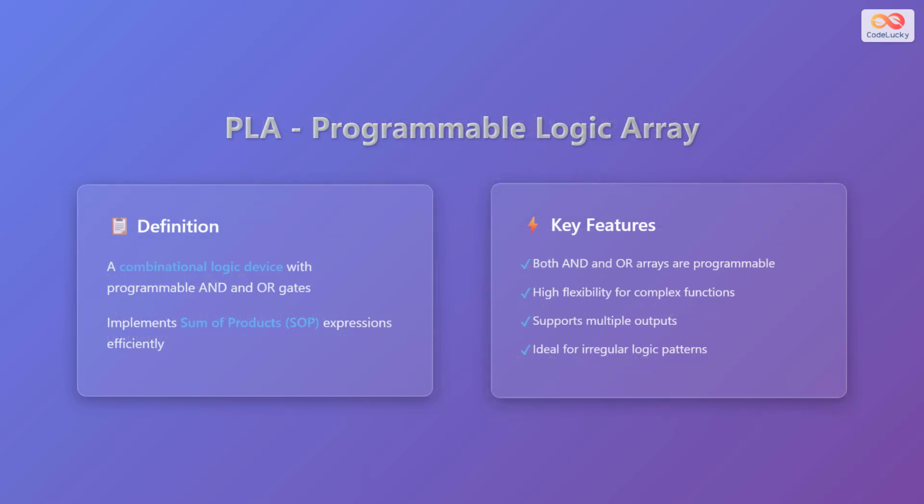Let's begin our journey with the programmable logic array, also known as PLA. PLA is a combinational logic device that features both programmable AND/OR gates. This unique architecture allows it to efficiently implement sum of products expressions. Sum of products is a method of simplifying Boolean algebra expressions. In the coming slides, we will uncover its definition and explore its key features.